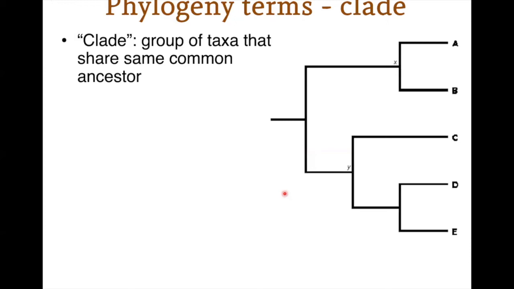And what I want to do is introduce some basic terms. So the first term is clade. If we look at this phylogeny here, just some basics about phylogenies. Phylogenies are a way of representing the evolutionary relationships between organisms.